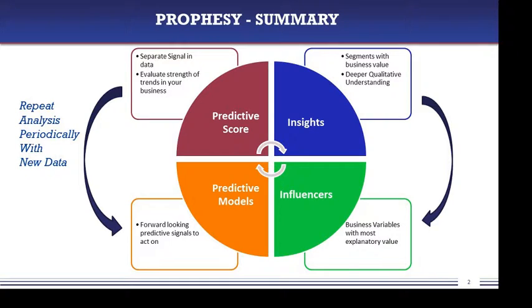For the past few minutes, we have demonstrated Prophecy's analytical process using a case study. We conclude this video by briefly summarizing the process. We began by looking at the predictive score, which confirmed that there was a strong signal in the data. We looked at specific insights generated by the system. We looked at individual variables to understand their explanatory power. Finally, we looked at the models that Prophecy tested to understand how it selected the best one.